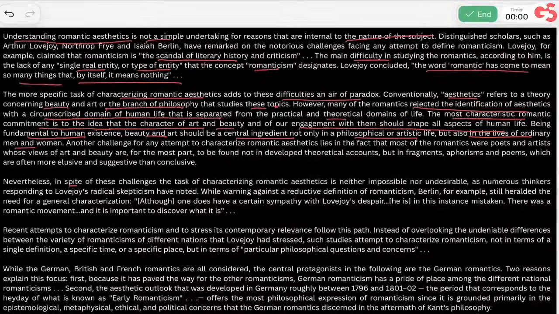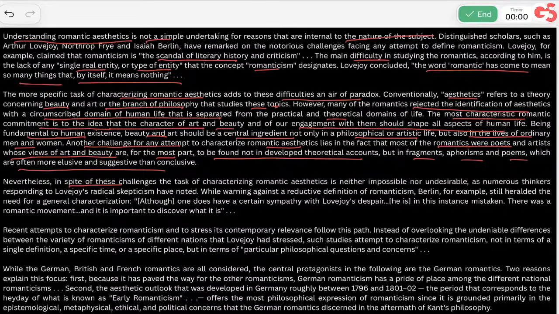Nevertheless, in spite of these challenges, यहाँ कुछ बच गया है. Another challenge for any attempt to characterize romantic aesthetics lies in the fact that most of the romantics were poets and artists whose views of art and beauty are, for the most part, to be found not in developed theoretical accounts but in fragments, aphorisms, and poems, which are often more elusive and suggestive than conclusive.